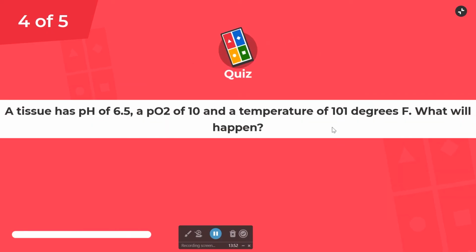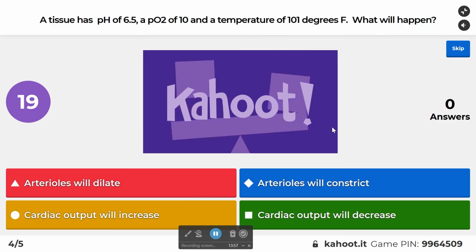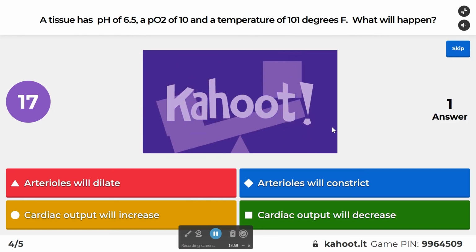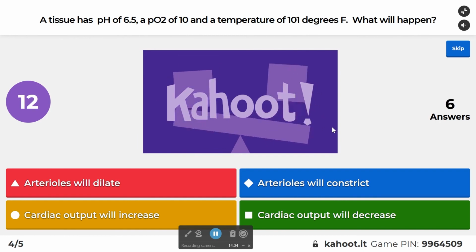All right. Tissue has a pH of 6.5, a PO2 of 10, and a temperature of 101 degrees. All right, pH of 6.5 is low, PO2 of 10 is really, really low, temperature of 101 is high. What will happen?